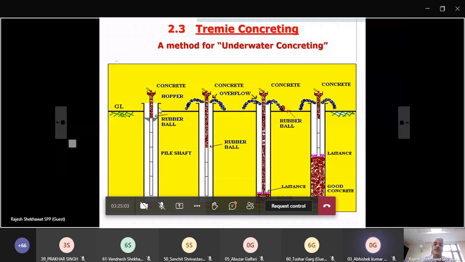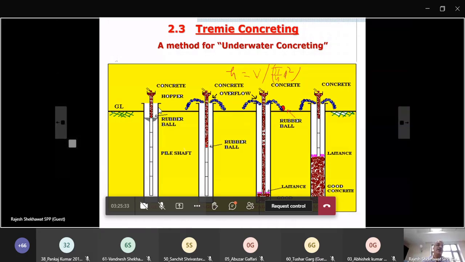Yes. Any question about this? Sir, how do we ensure that the end of the tremie pipe stays inside the concrete? You know how much concreting is going on, how much volume is going on, and what your bore dia is. See, let us say the concrete volume you are putting inside is V, your pile dia is d, so the area is pi by 4 d square, then H will be V by pi by 4 d square.